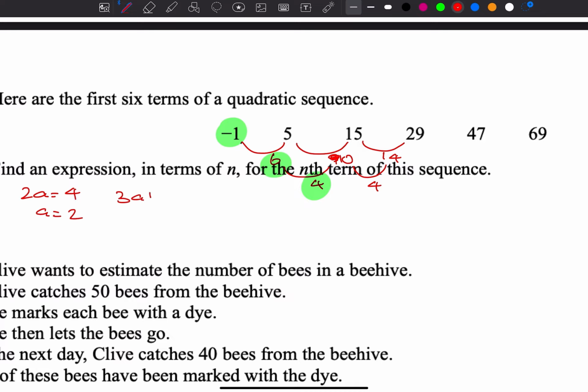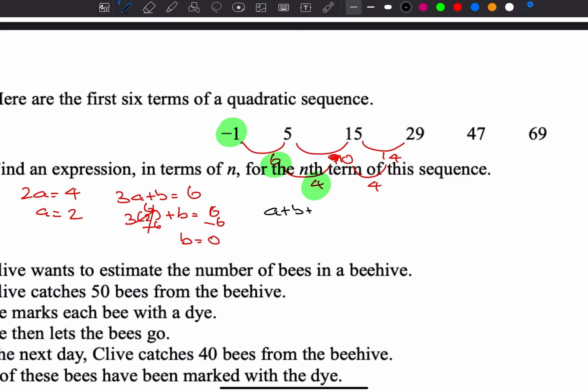3a plus b equals what number? The middle one, which is 6. So 3 times a, which is 2, plus b equals 6. 3 times 2 is 6. Take 6 out, take 6 out. Cancel. B is 0. Last formula.